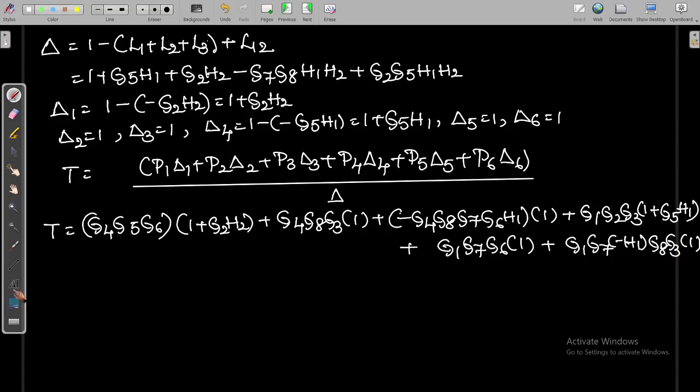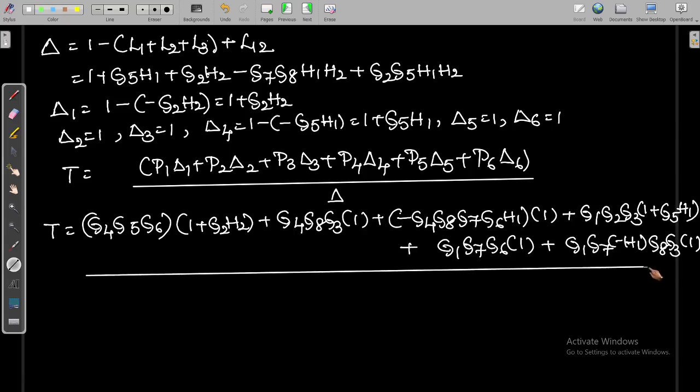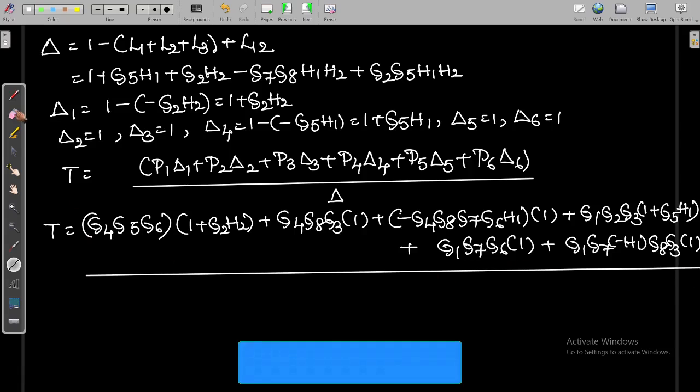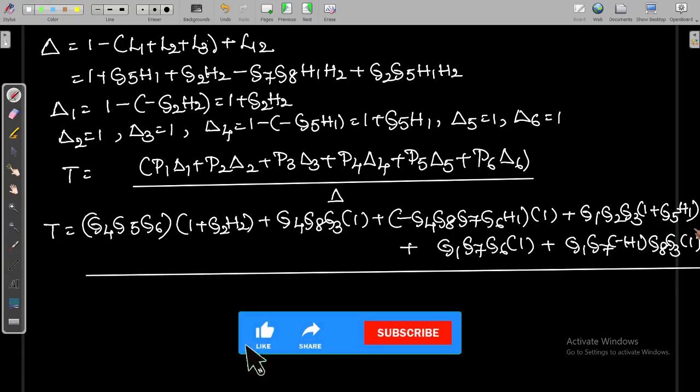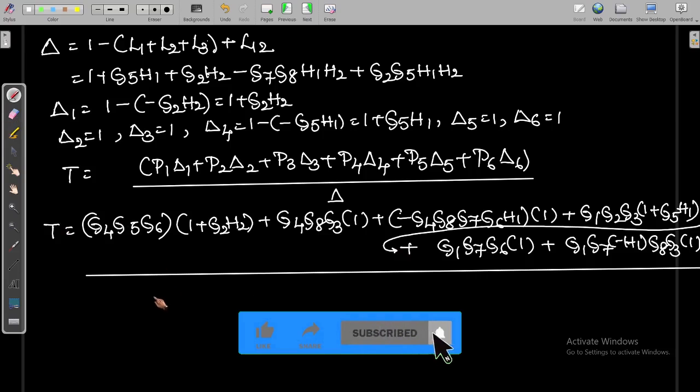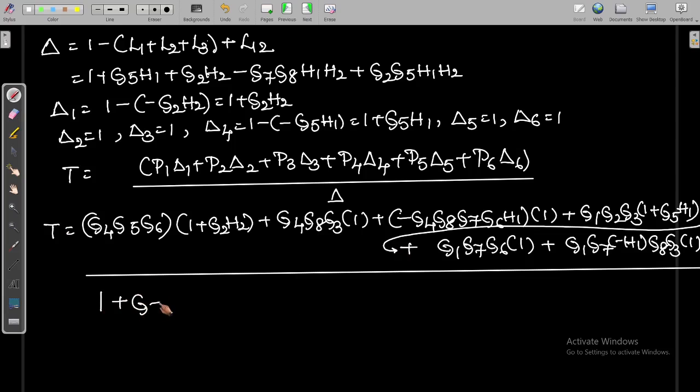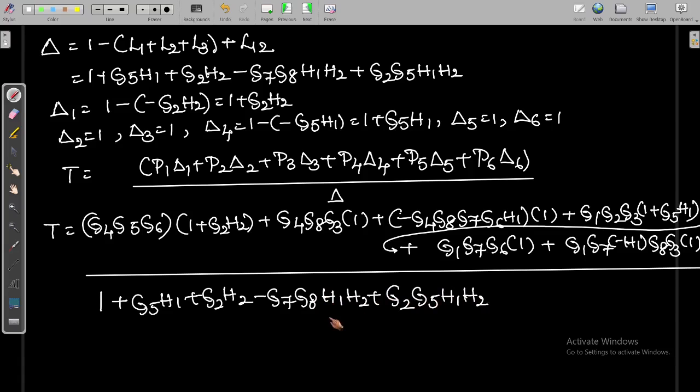So this is the numerator of the given problem, this entire thing will be the numerator. The value will continue like this here. Next, the delta value, what is the delta here, we can write the delta will be 1 plus G5 H1 plus G2 H2 minus G7 G8 H1 H2 plus G2 G5 H1. So this is the overall transfer function of the given problem.